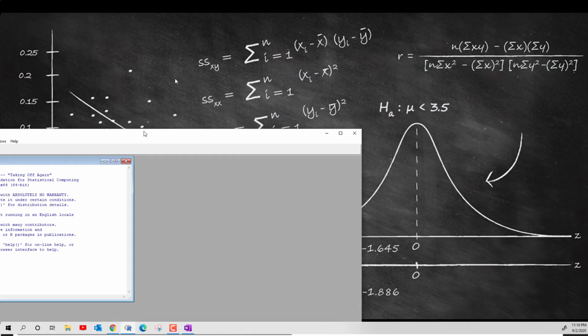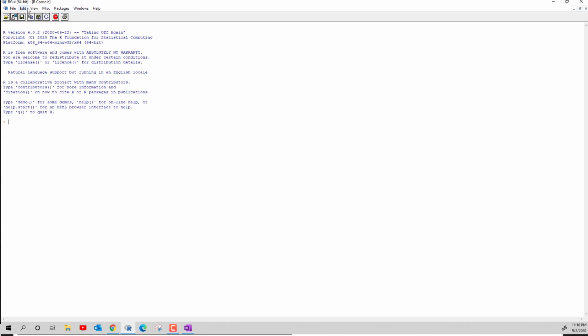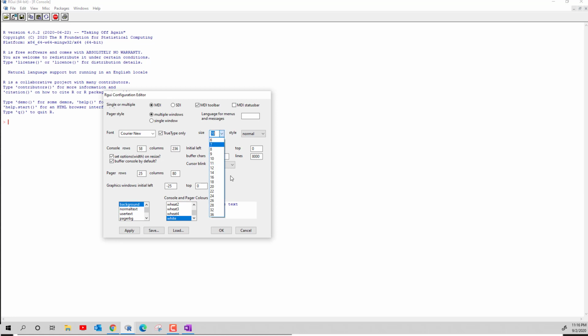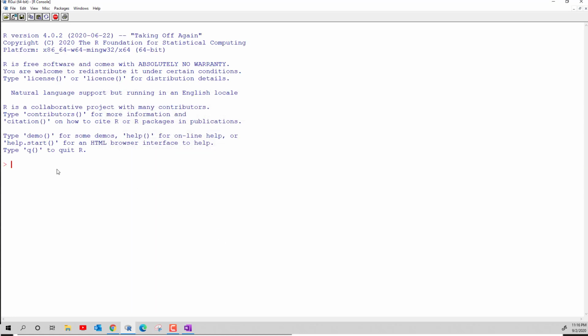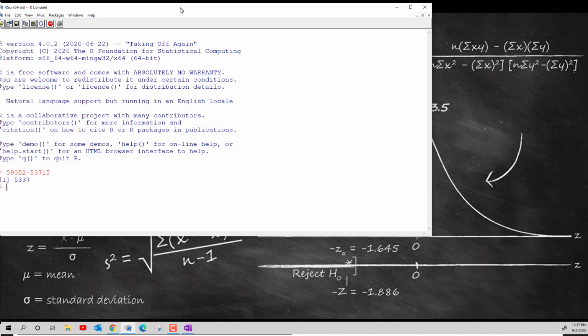But another way you could get that answer is to use a calculator. I'm just going to pull up R and show you how to do some arithmetic in R, just to get you comfortable with R, because we're going to be using it a lot. All I did was change the text size, made it larger for you to be able to see. So I can just type 59052 minus 53715, just how you would type it in your computer calculator. I hit enter and it spits out the answer, right? So you can use R to do some basic arithmetic.